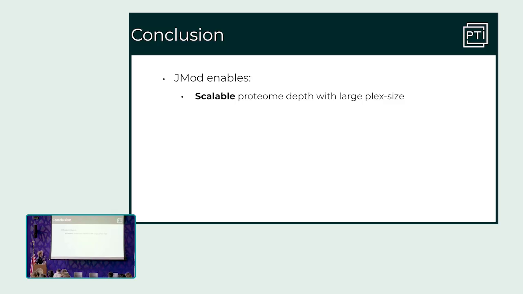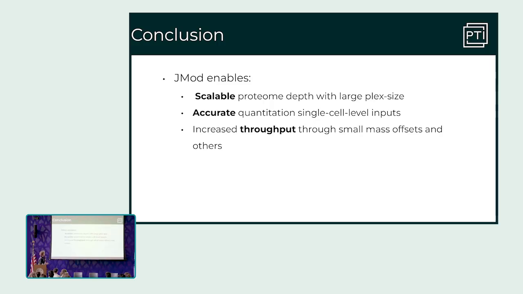So just to conclude, Jmod enables scalable proteome depth with large plex size. As we increase the number of samples we run in parallel, we're not sacrificing the number of proteins we see. It provides accurate quantitation for single-cell-level inputs. So with these really low-level inputs, we can still get back the expected quantities we want. It affords increased throughput. I talked today about one methodology where we use small mass offsets, where we can double the throughput for similar molecules. But Jason is going to follow this talk with another dimension in which we can increase throughput, that is also enabled by this joint modeling approach.